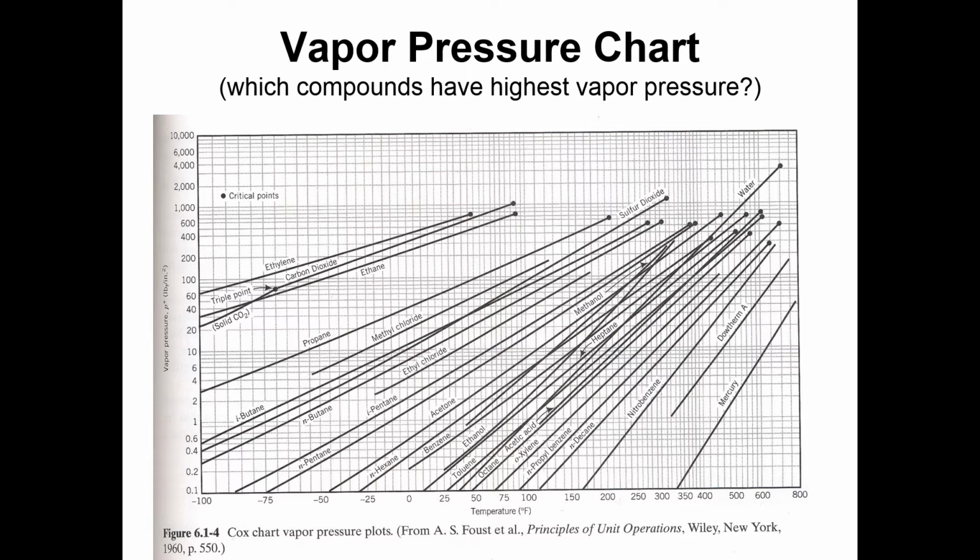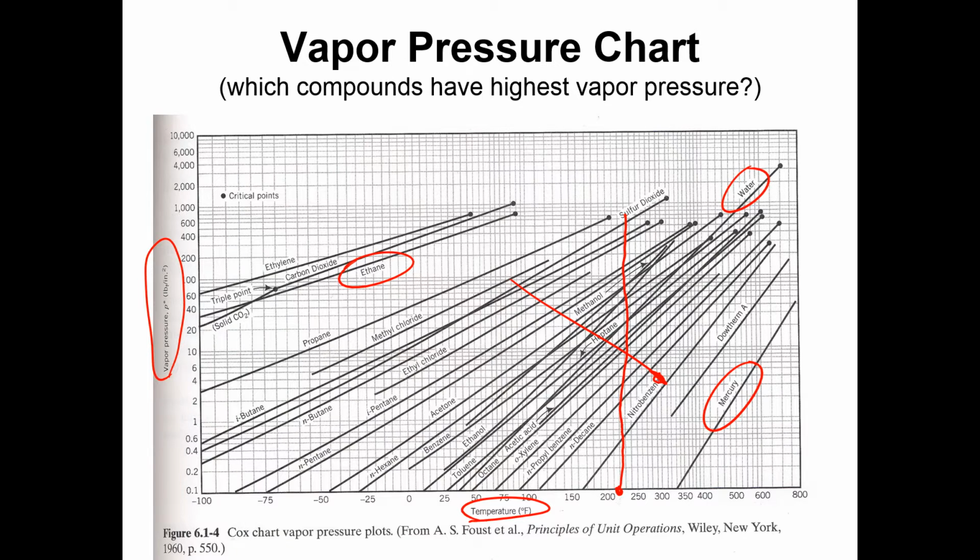Okay, so here's a vapor pressure chart, and which compounds have the highest vapor pressure? This is the vapor pressure here, and this is the temperature. If I look at, let's say, 212 degrees Fahrenheit, and I go up, then I can see that the vapor pressure increases. These are compounds that have very high vapor pressure, for example, and then as I go this way, they have lower vapor pressures, so they're more difficult to vaporize. They vaporize at higher temperatures.